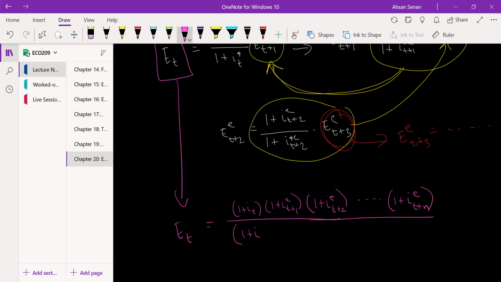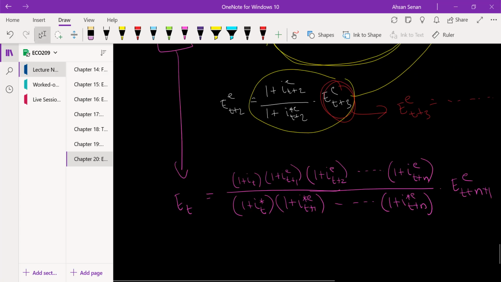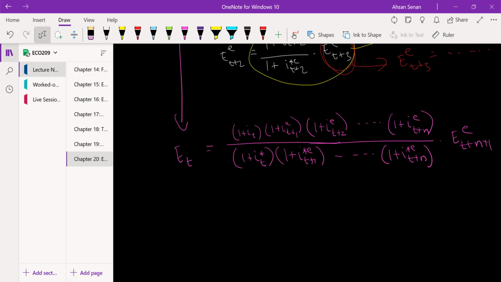Down here we have the international interest rate. And so on until we come here. And we're going to multiply this with E_{t+n+1} expectation, right? So now n depends on how many years into the future we are looking at. If we're looking at 10 years into the future, it's 10 and so on.